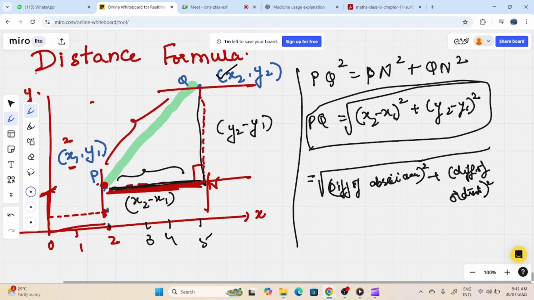Ma'am, why is it x2 minus x1 again? Otherwise, how will you find this distance? Tell me. Why do you learn a plus b whole square? Because that's an identity, right? In the same way, it's a formula. You have to know the general formula which has to be incorporated in different questions.